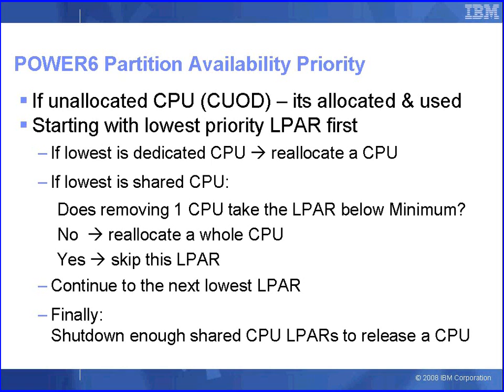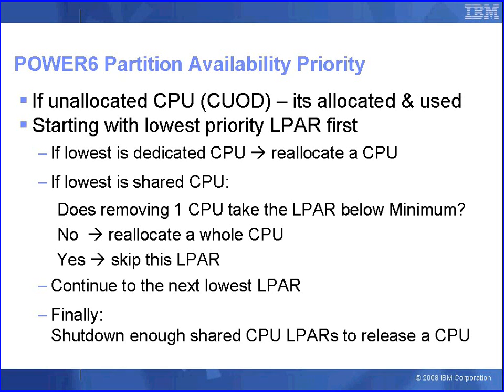So we've assigned the priorities to our logical partitions. How does this help the hypervisor decide what to do when we have a CPU failure? Well, if we have an unallocated CPU, so it's a capacity upgrade on demand type CPU, we can immediately allocate that and use that. If we haven't got one of those, then we're going to start with the lowest priority logical partition first. And if that's a dedicated CPU partition, we will dynamically take a CPU out of that logical partition or shut it down if necessary and use that CPU.